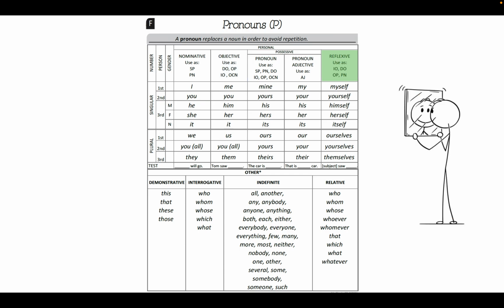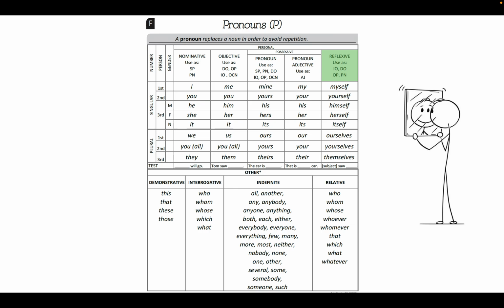Okay. And then the next one is reflexive. So what do you think of when you hear reflexive? I think of reflecting. So it's reflecting back on the subject. So they show that the action affects the subject. So let's look at the list. It's myself, yourself, himself, herself, itself, ourselves, yourselves, themselves.